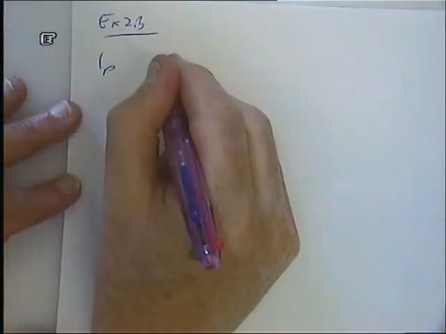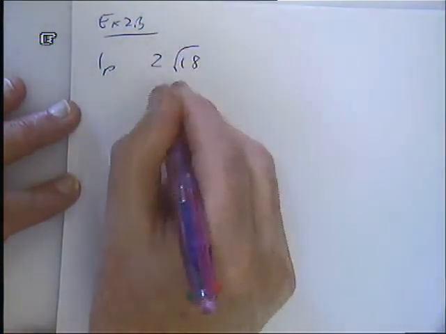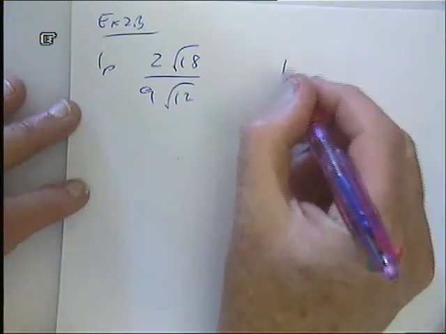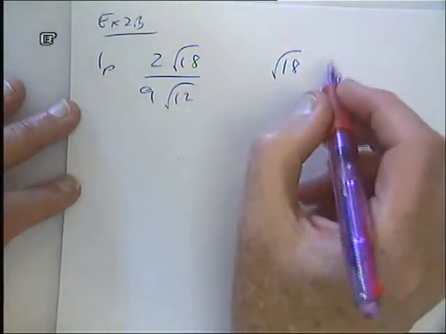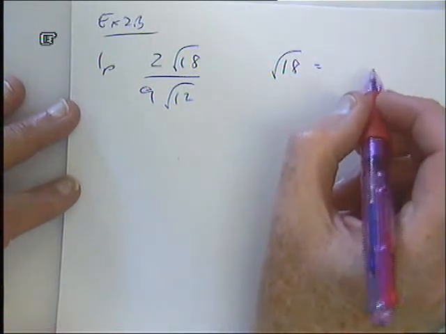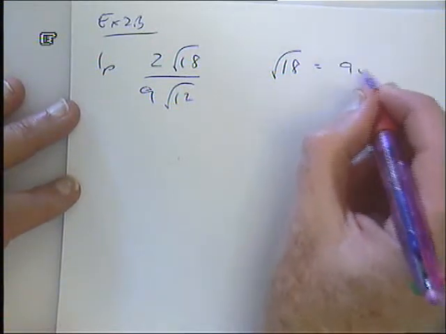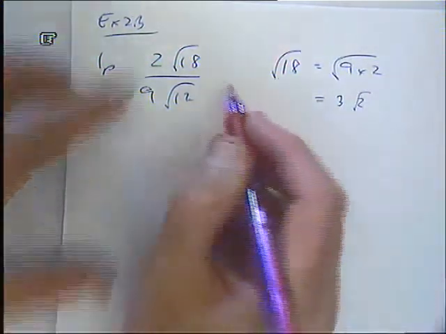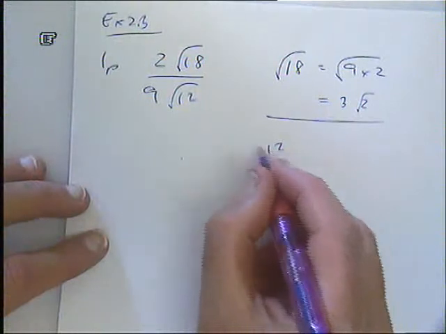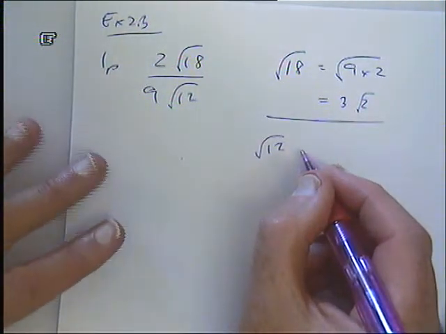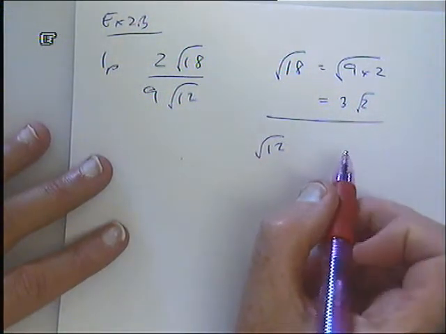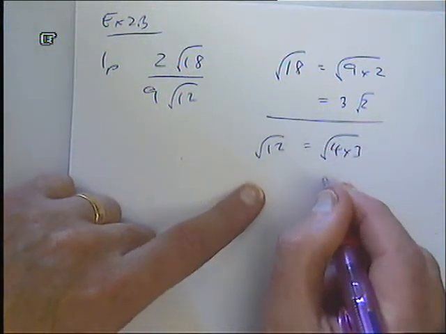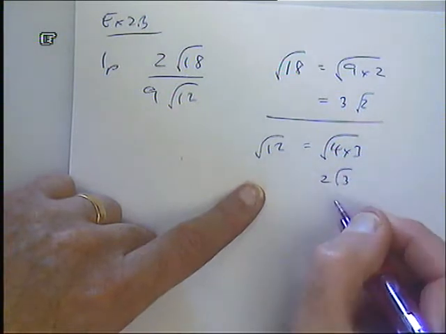Okay, let's have a look at that very quickly. So that's 2 root 18 over 9 root 12. Let's work on the root 18. How could you simplify that? 3 root 2. Yeah, so it's 9 times by 2, so that's 3 root 2. So I've simplified that. Now, what about the root 12? That's 4 root 3. Yes, that's 4 times by 3, so that's 2 root 3.